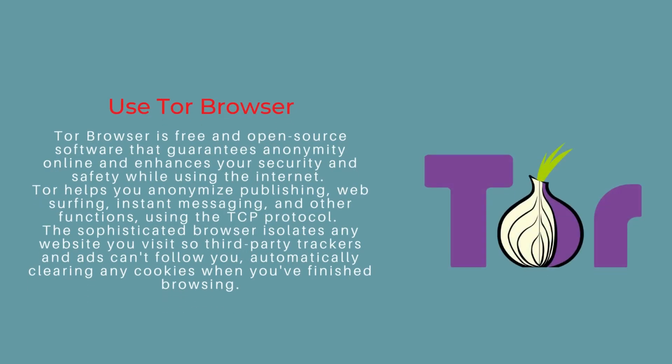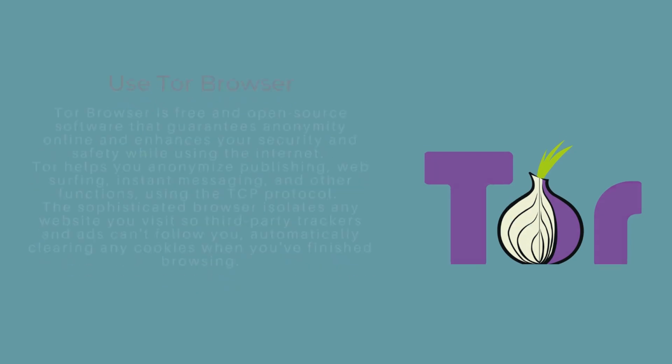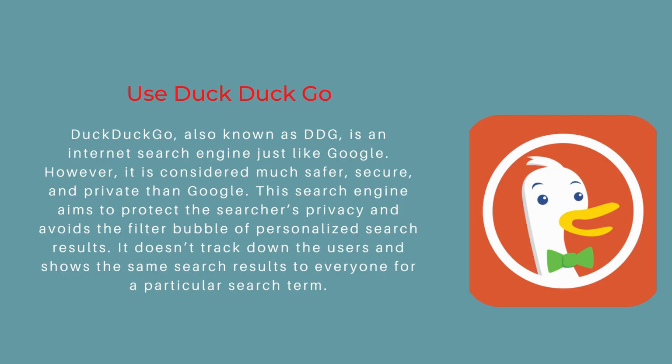Number 4. Tor web browser. Use Tor web browser. Tor web browser helps you anonymize publishing, web surfing, instant messaging, and other functions using the TCP protocol. Number 3. DuckDuckGo. Use DuckDuckGo.